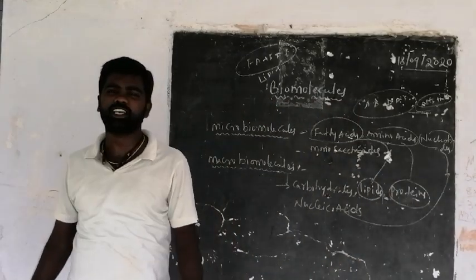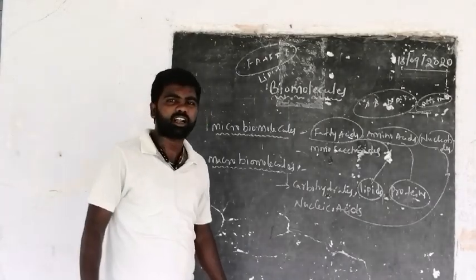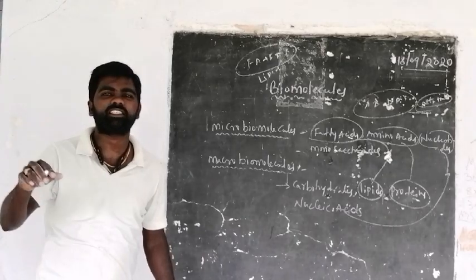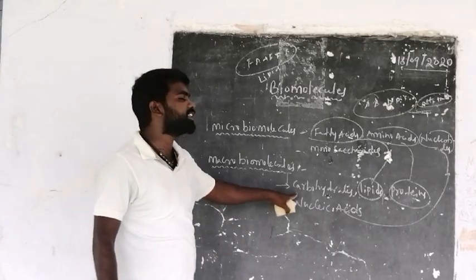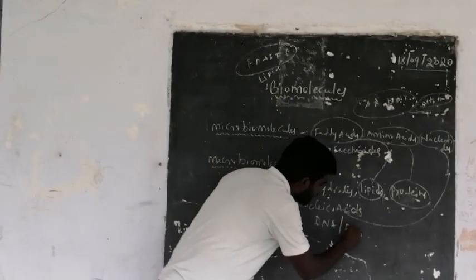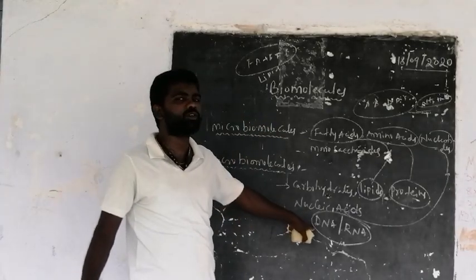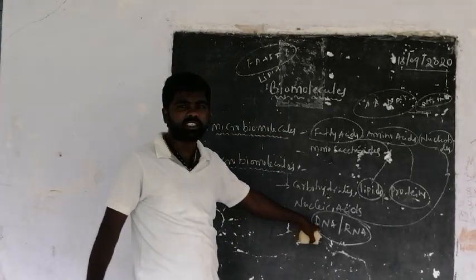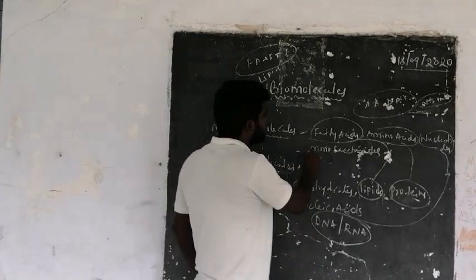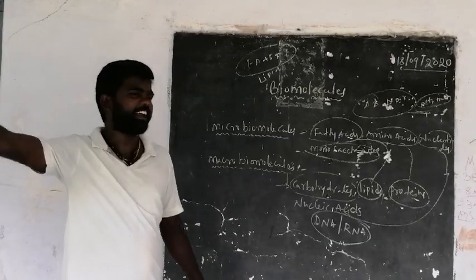Don't be confused about nucleic acids. Nucleic acids are nothing but DNA and RNA. Why are they called nucleic acids? Because they are acidic in nature and they are present in the nucleus of the cell. And monosaccharides are constructed to form a carbohydrate or a polysaccharide.